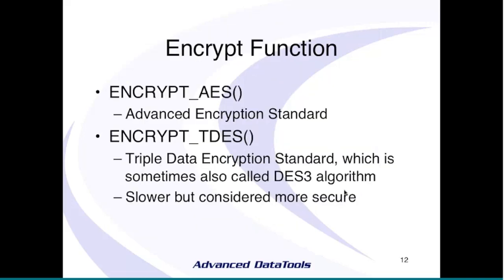So let's take a look at the encryption function. There are two. One, AES, is the Advanced Encryption Standard. TDES is the Triple Data Encryption Standard. Basically, TDES is slower but more secure. And I don't really see a reason to use anything else except TDES, because you want your data as secure as possible.